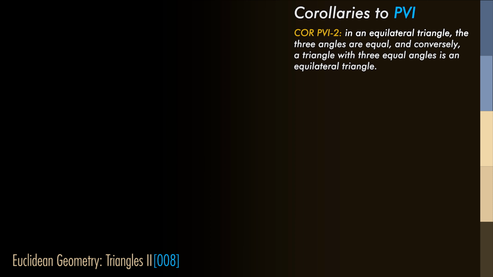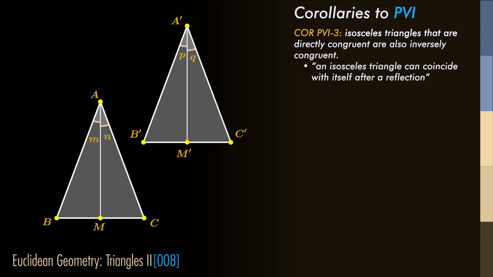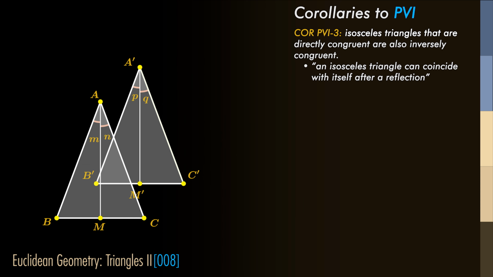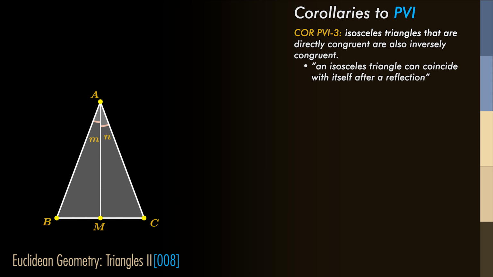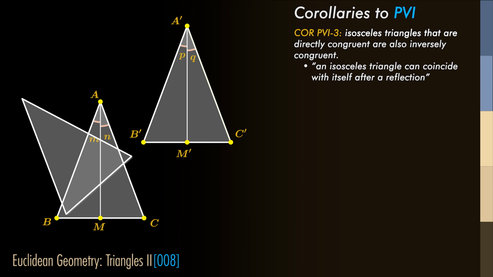We will close this lesson with a remark about congruency in isosceles triangles. We can now see that isosceles triangles that are directly congruent are also inversely congruent, which means that isosceles congruent triangles can not only coincide through translation plus rotation, but also by reflection and a translation plus rotation.